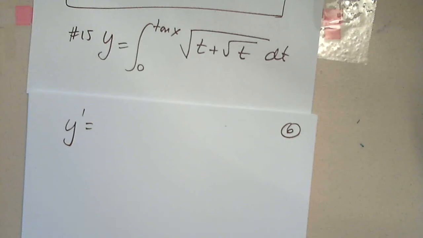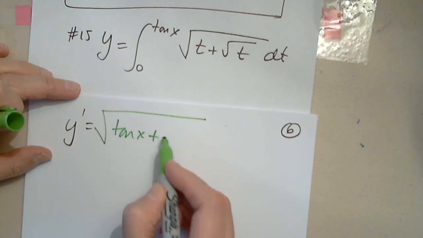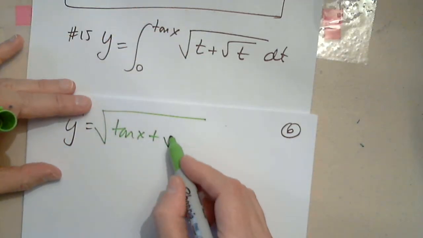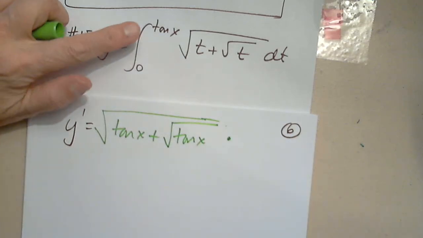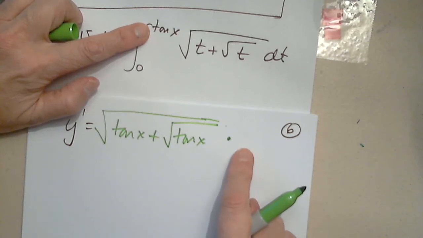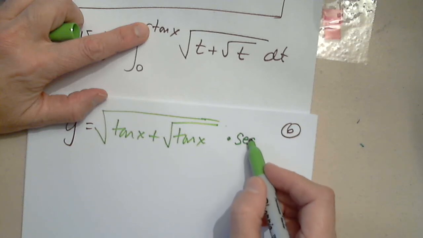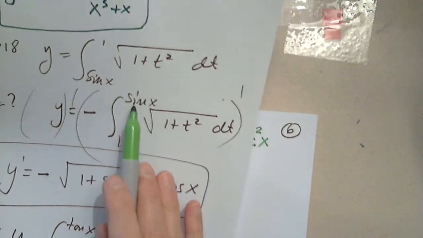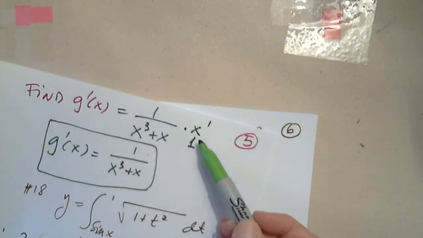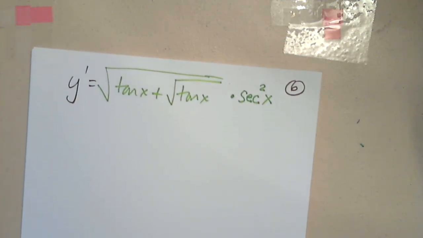Anyone wants to give it a shot? Square root tangent x plus square root tangent x, then... yeah, I'm not sure. The derivative of tangent, like we had here, the derivative of sine. Okay. Like we had here, the derivative of x, but it was 1. Is this better?